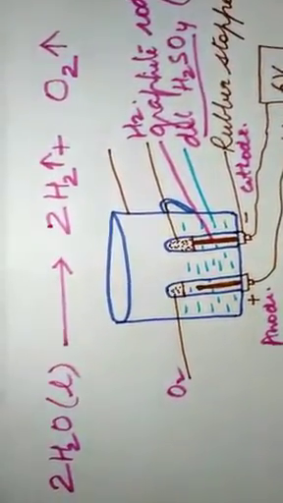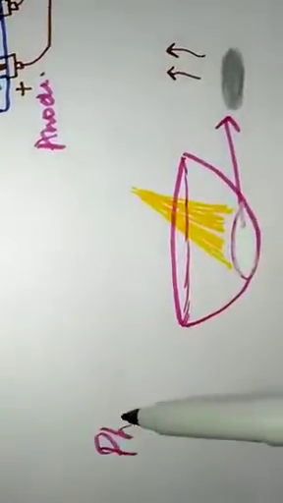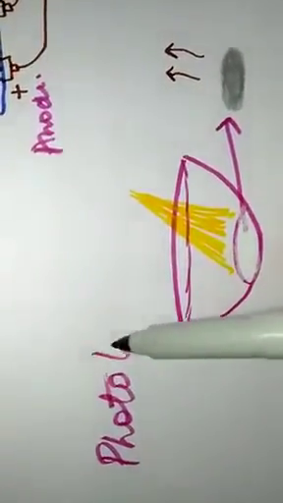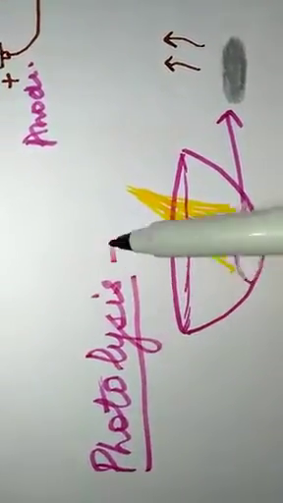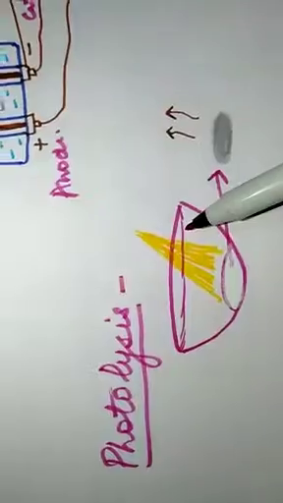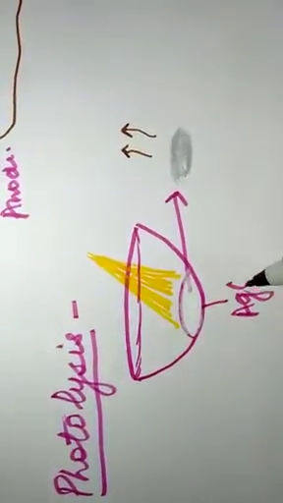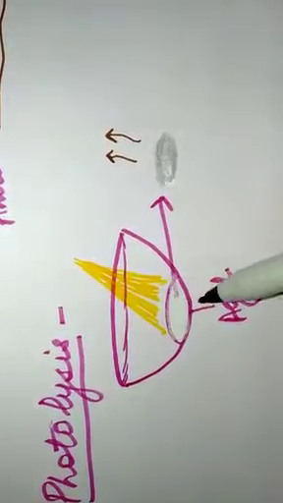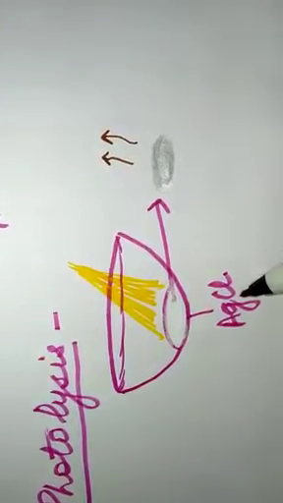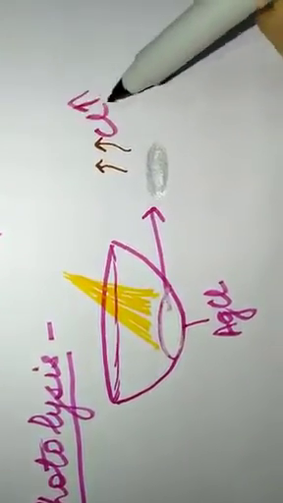Now the third type of decomposition is known as photolysis. Photolysis means the breaking which happens because of sunlight. Here we take silver chloride, AgCl. This silver chloride is a white powder. If we keep it in sunlight, then chlorine gas is evolved.